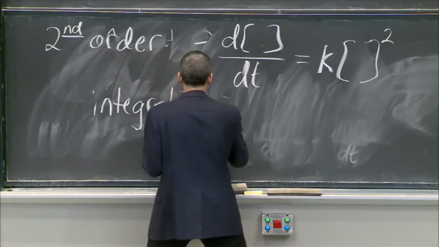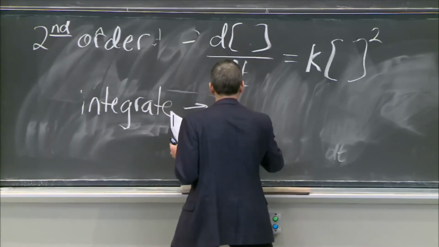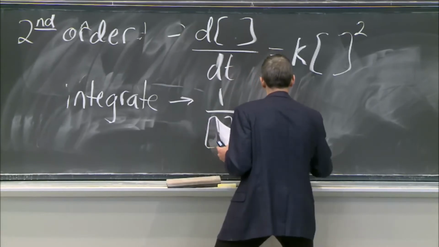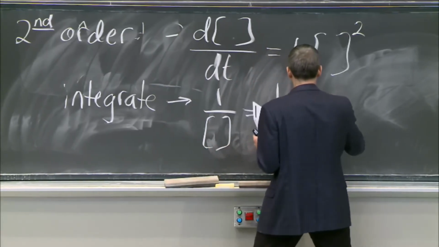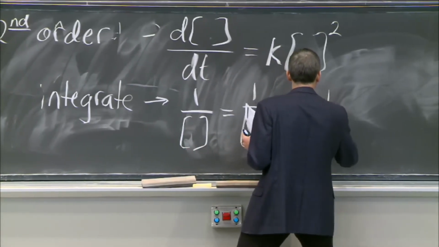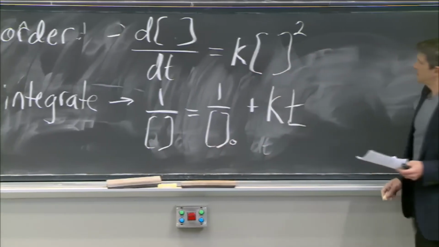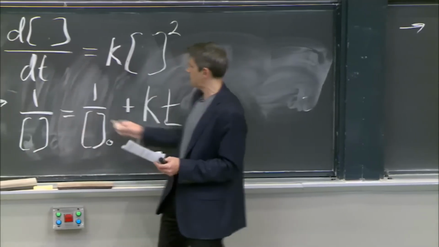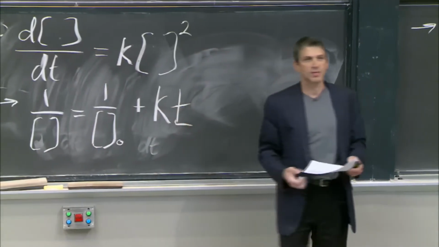what do you get? You get 1 over the concentration of the something equals 1 over its initial value plus kt. Oh, you can see that. Take the t over here and take this over there, and then that's going to be the integrated rate law.